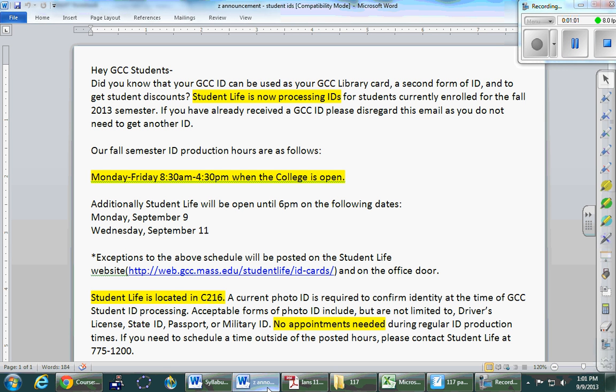All right? Okay, one quick announcement. It's not about this class, but Student Life is now processing GCC ID cards. This is completely free to you, and it's a good thing to have. You can just stop by the Student Life office. It's on the second floor in the core, Monday through Friday, 8:30 to 4:30. Core 216. You don't need to make an appointment, okay? So if you don't have an ID card, get it done. Anytime this week, next week is fine, but head over to the Student Life office. Any questions about that? Okay.